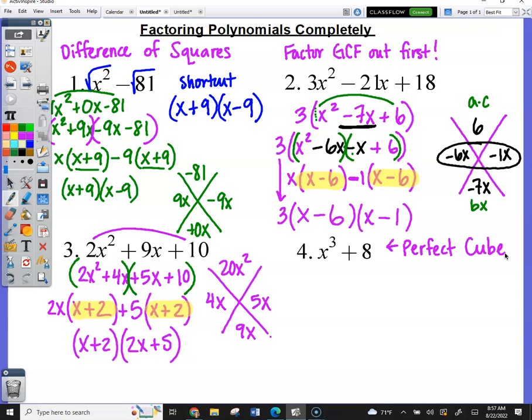Cubes come from a number times itself. So 1 cubed is 1, which kind of seems irrelevant, but had that said x cubed plus 1, then you would still be able to do this. 2 cubed is 8. 3 cubed is 27. 4 cubed, 64, and I think we go one more. 5 cubed, 125.